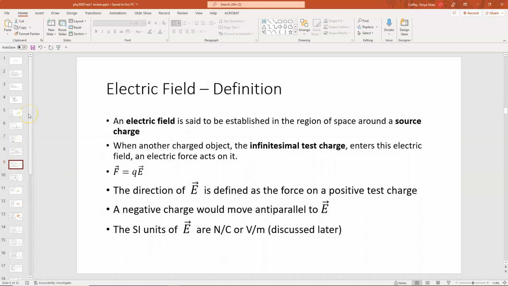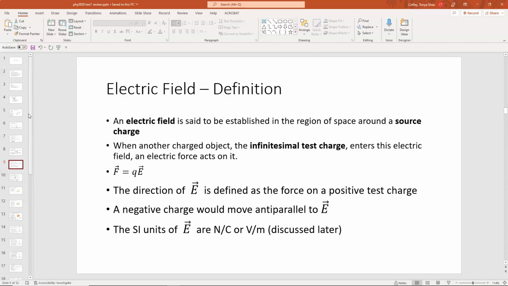All right, electric fields. We say that there's an electric field that's established in the region of space around some kind of source charge. And then if you bring another charged object, like a little test charge, in the presence of this field, then you're going to get a force on that test charge. And the force can be written as F equals QE, where Q is the magnitude of your test charge and E is the electric field established by your source charge.